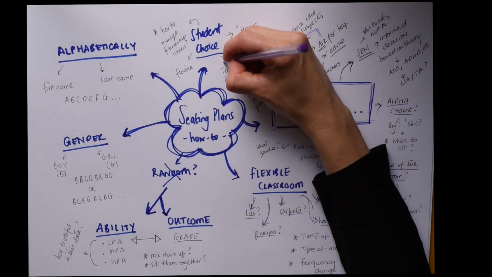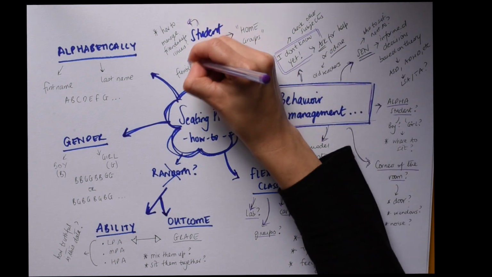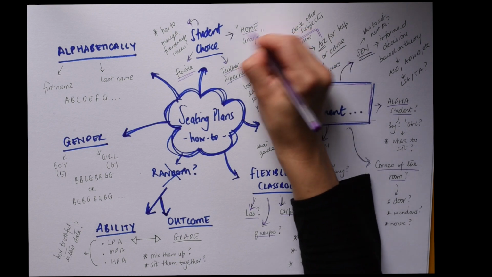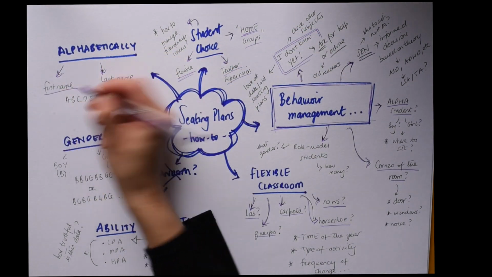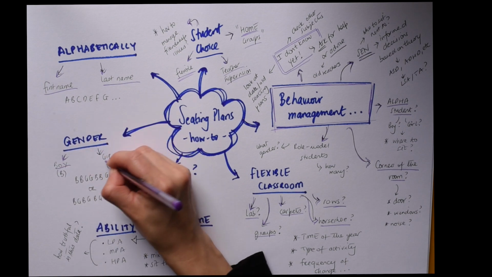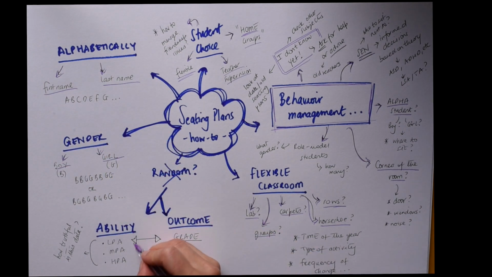So do you have no clue about this class? Should you be looking at some information beforehand, or are you going to walk in and sit them alphabetically or by gender and then learn a little bit more about the class as you teach them and then making those informed decisions?